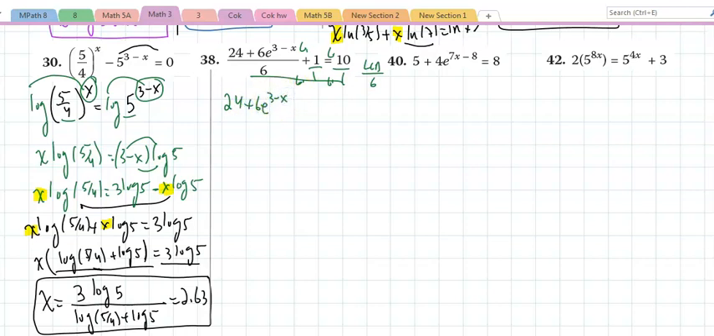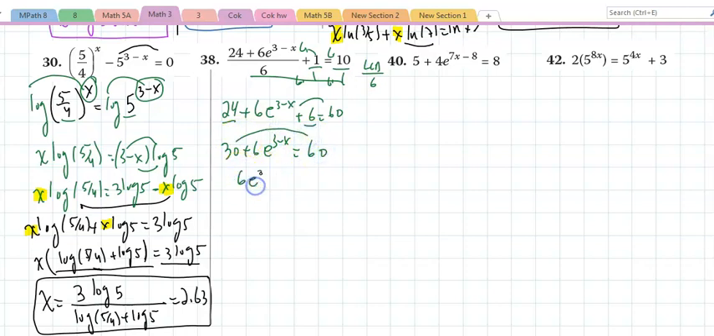to the 3. No, okay, I don't like that. I want it to look pretty. 24 plus 6e to the 3 minus x plus 6 times 1 is 6, 6 times 10 is 60. Subtract 6 from both sides. Oh, before that, combine those. 30 plus 6e to the 3 minus x equals 60. Subtract 60 from both sides. Divide by 6 both sides.